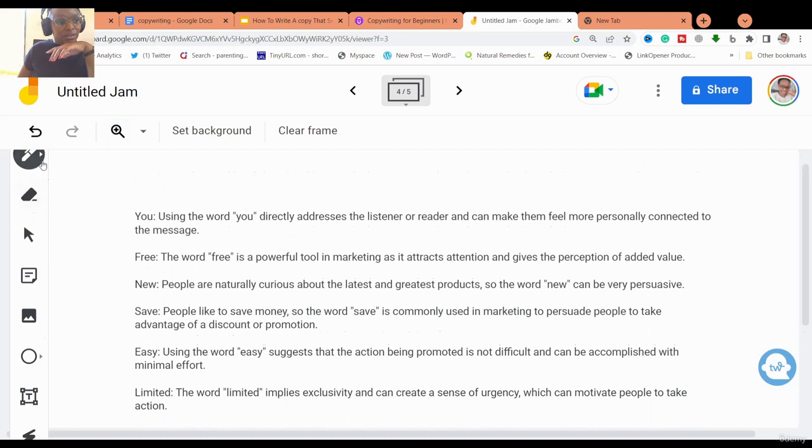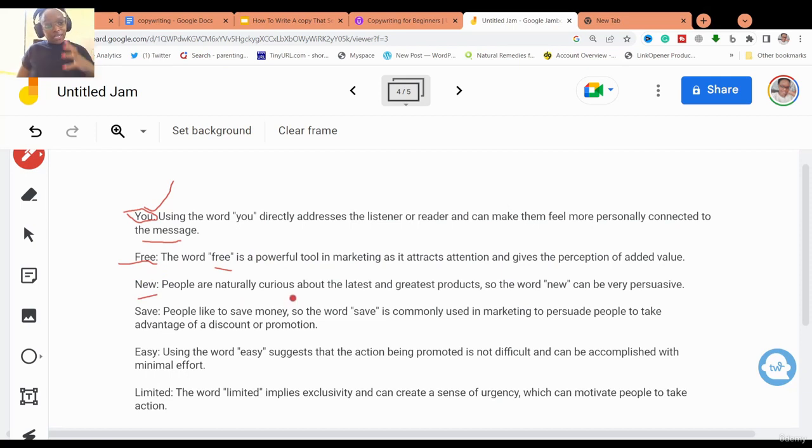So the very first word here is you. Using this word directly addresses the listener or the reader and can make them feel more personally connected to your message. So using the word you is a persuasive word. Another word that maybe you've seen many times is the word free. The word free is a powerful tool in marketing as it attracts attention and gives the perception of added value. You don't have to use free, but I want you to learn it because it's a persuasive word. Another persuasive word is new.